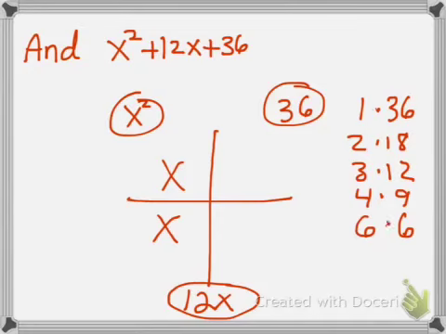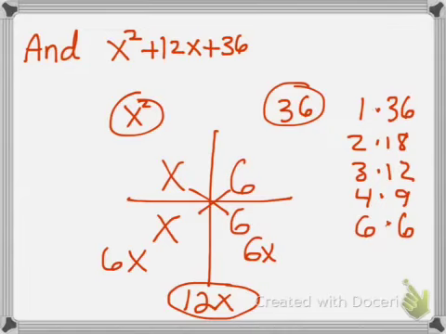So if we start with 6 times 6, because that's at the bottom, we can get a 6x and a 6x. Hey, that works, doesn't it? 6x plus 6x is 12x. So we go, all right, there's our factors. Happens to be x plus 6 times another x plus 6.